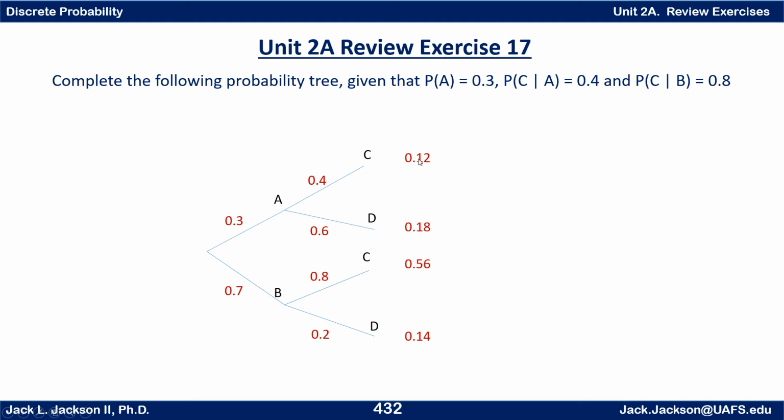We can check some things. Number one, check if you add all four of these, you get 1. If you add 0.12 and 0.18, since they're the only things that come out of A, this is the probability of getting to A, which is 0.3. Add these two together and we get 0.7, which is the only way to get to B.